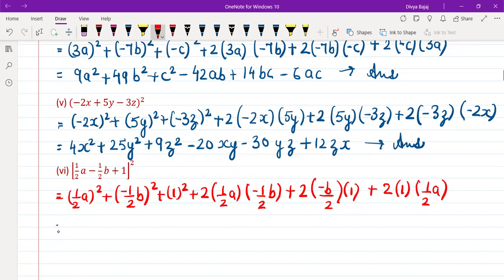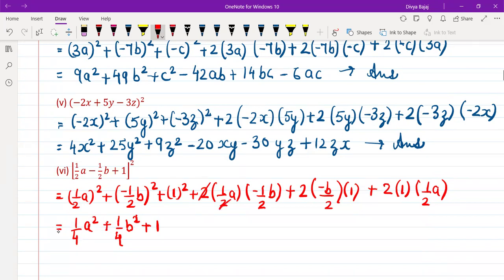Now children, before we solve the next one, you just see in this question, we have a few terms in fractions, so we can do the cutting also here. If you see this question carefully, I cannot cut here because it will remain the same only. 1 by 2 square means 1 by 4 of a square. Here minus 1 by 2 whole square means again the positive one, 1 by 4 of b square, and 1 square means 1 only.